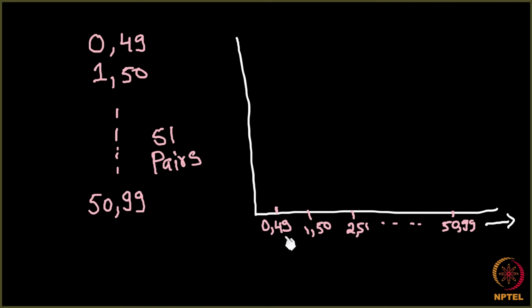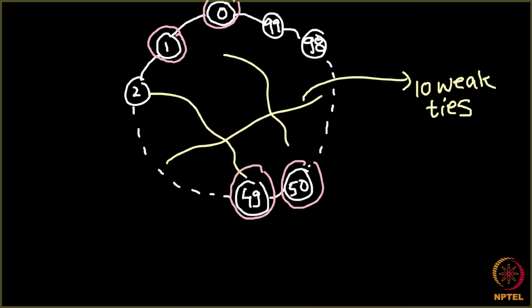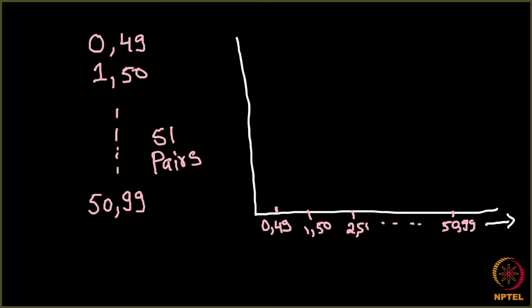So we'll take this pair 0 and 49, and on this ring we will calculate the length of the path taken by myopic search. So it might be that myopic search goes from 0 to 1, 1 to 2, and 2 to 49. In this case, the length of the path will be 3, right? So we'll see what is the length of the path taken by myopic search and plot that somewhere here.